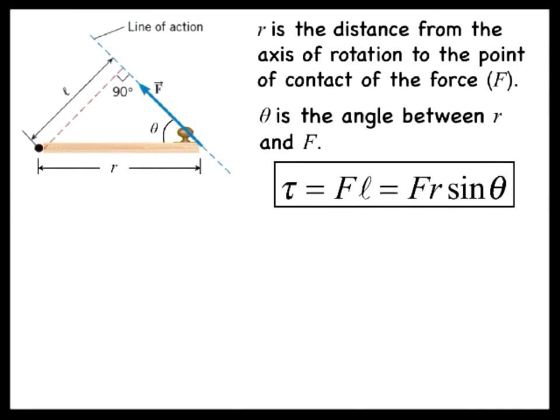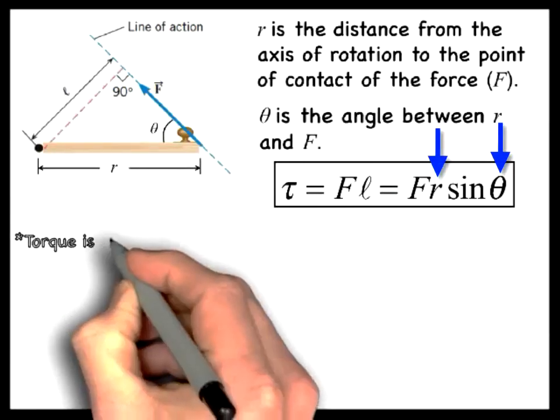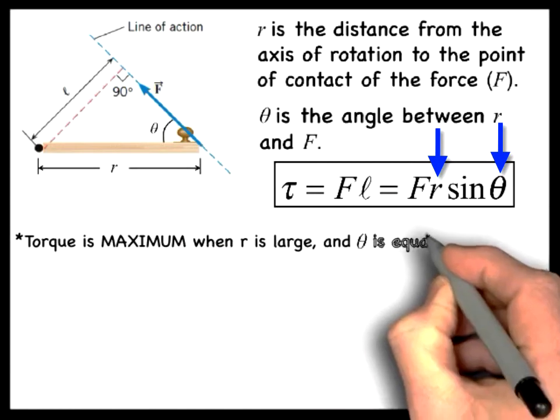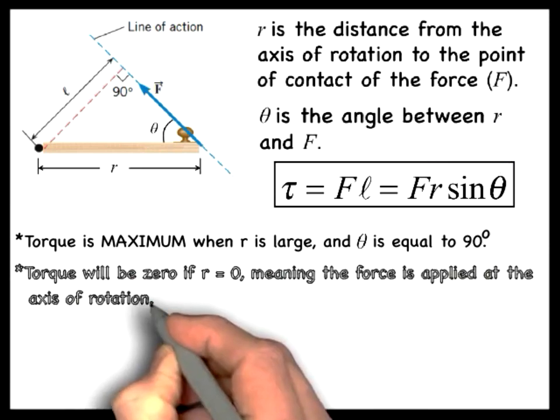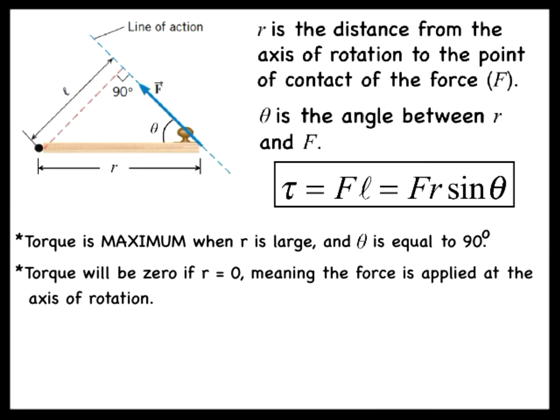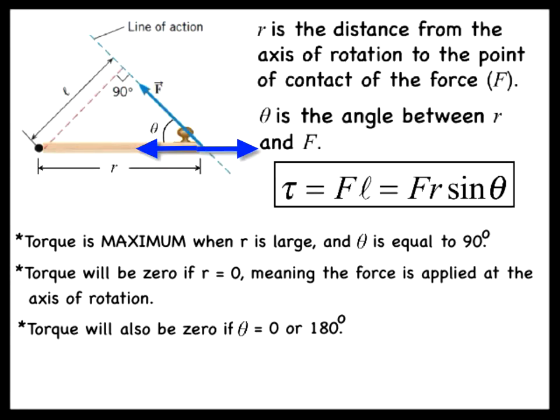This offers a couple of advantages. First, we see that for a given force, the torque will be maximum when r is as large as it can be, and when the angle is 90 degrees. Second, the torque will be 0 if r equals 0, which means the force is applied at the axis of rotation. You know from experience that you can't open a door by pushing on its hinges. And finally, the torque will also be 0 if theta is equal to 0 or 180 degrees. In this case, the force is applied directly toward or away from the axis of rotation.